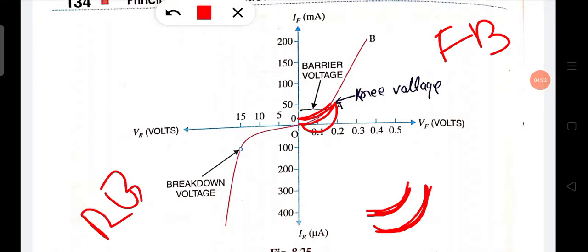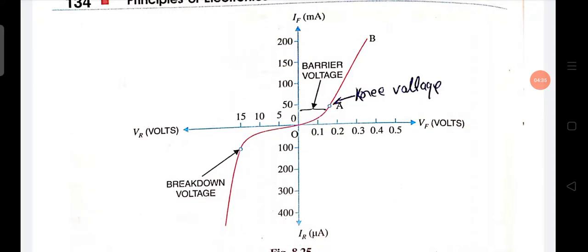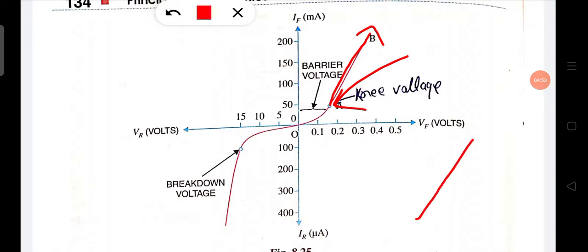But from point A, this point is called the knee voltage or knee point. At this point A, the current increases rapidly, like a linear, straight line. That means point A represents the point at which the potential barrier is fully destroyed. There is no potential barrier in the PN junction in forward bias.